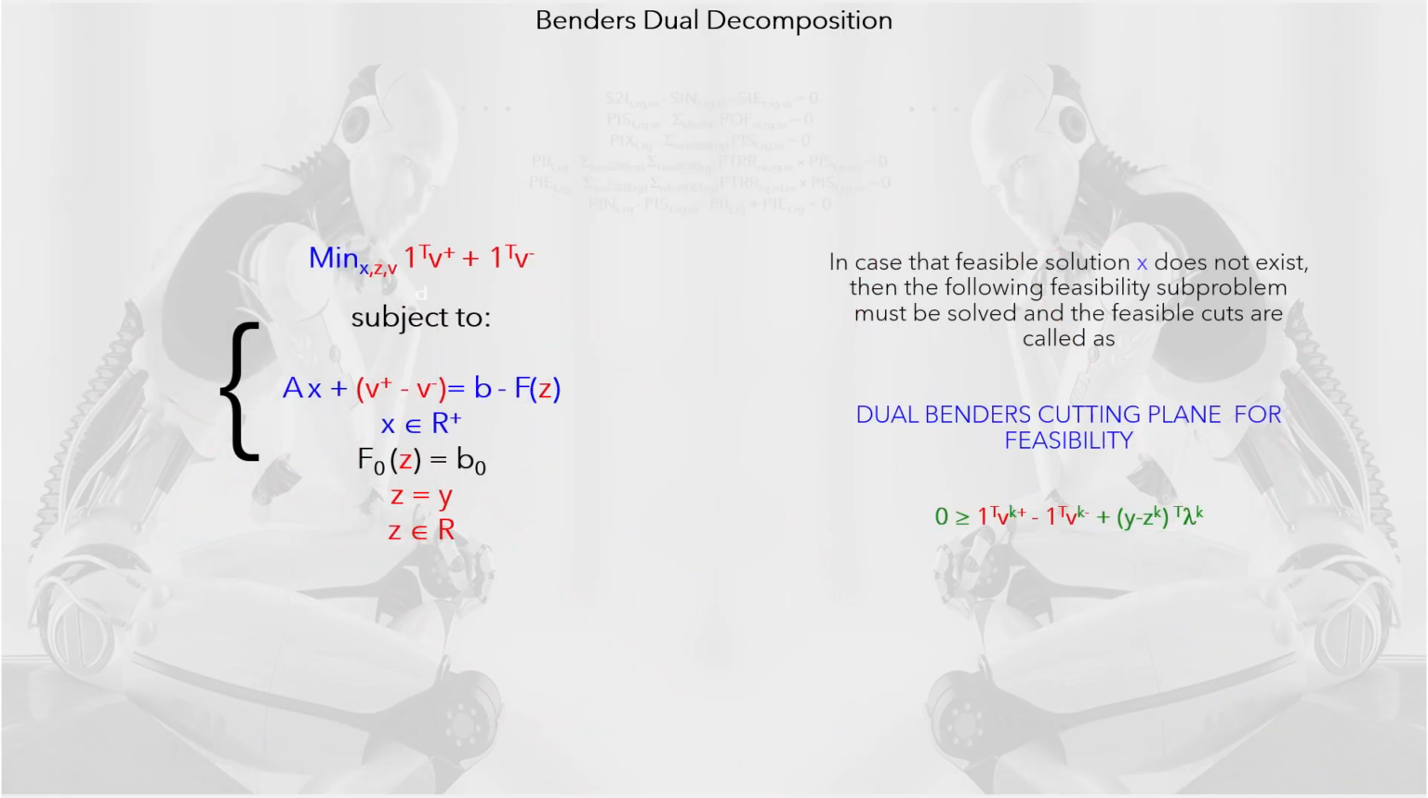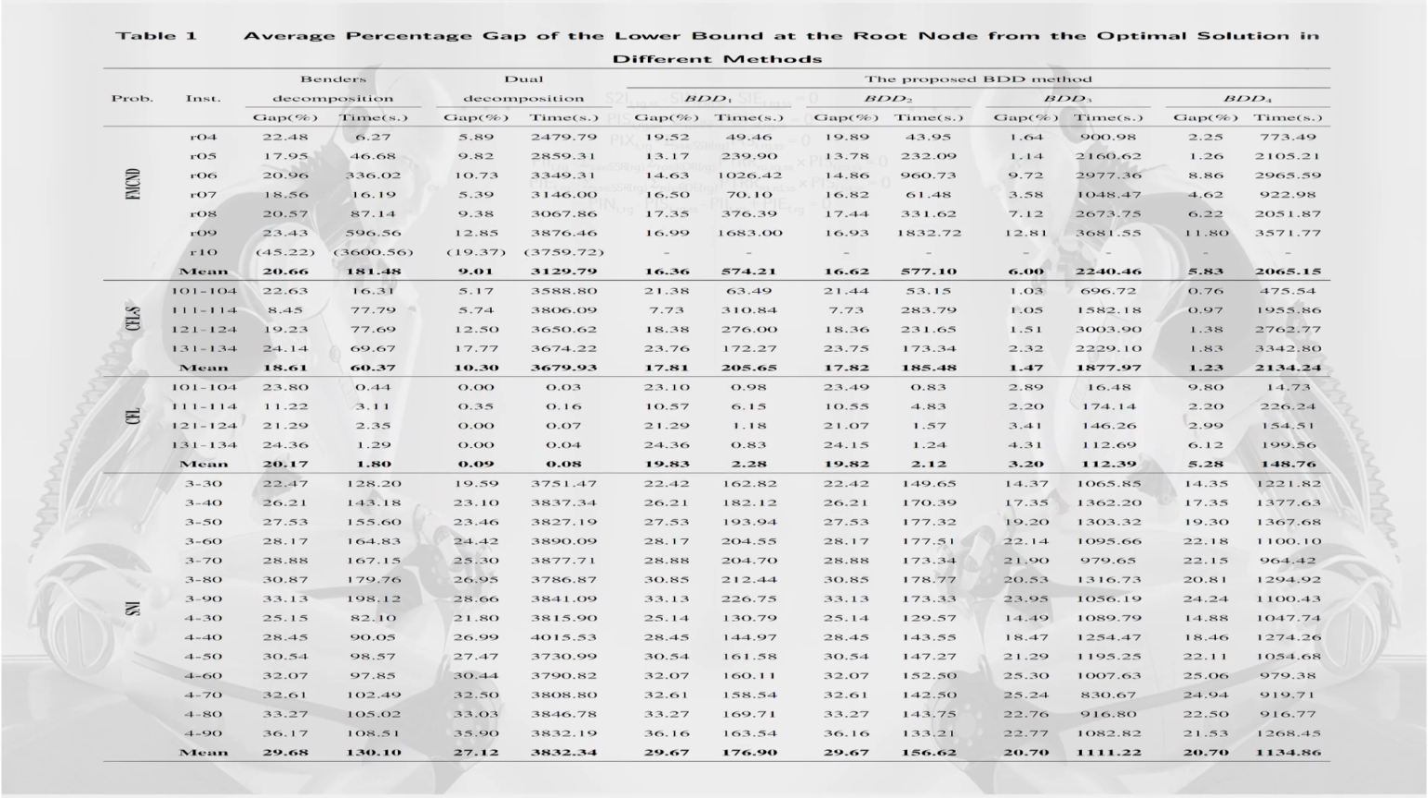In case a feasible solution X does not exist, then the following feasibility subproblem must be solved, and the feasible cuts are called dual Benders cutting planes for feasibility. In Table 1, both the time requirements and the percentages of the root gap are reported for the BD, LDD and the 4 variants of BDD. These experiments are obtained by assigning a maximum duration of 1 hour. These results were obtained by applying the BDD method together with the proposed optimality cuts together with the classic feasibility cuts, to analyze the isolated impact that the reinforced optimality cuts have on the overall solution process.